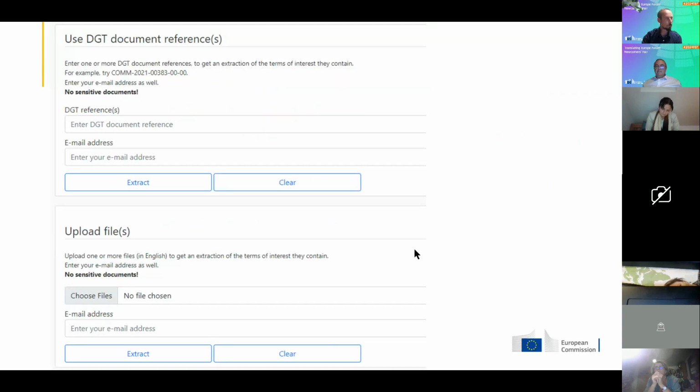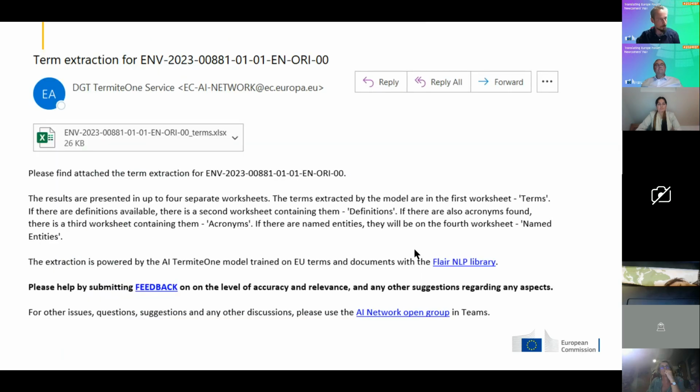Yes, so then TermiteOne was born, and we had our colleagues at the technical unit build us an interface for it, where our colleagues can either indicate the number of a document they would like an extraction from, or upload their own document, and then they input their email address, they press extract, and then they will get an email with an Excel file. The email looks like this. They can also submit feedback, which we use for ideas to keep on improving the tool.